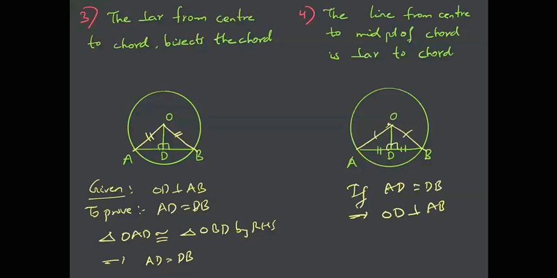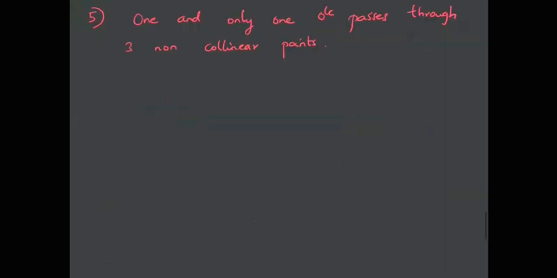Okay. Next, one and only one circle passes through three non-collinear points. Let us say there are three non-collinear points, say A, B, and C. Then you need to prove that exactly one circle will pass through ABC, and not more than one circle can pass through three non-collinear points. This circle itself we call the circumcircle of triangle ABC. So you need to prove that only one circle can pass through these three non-collinear points. So 1 minute for this.